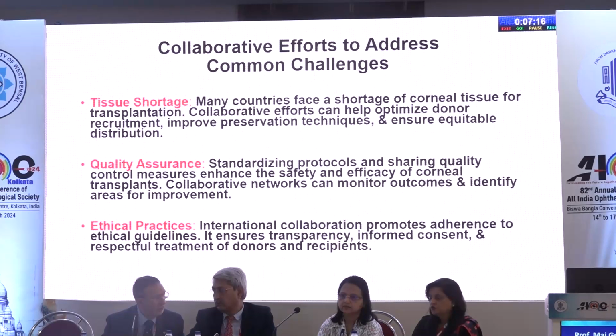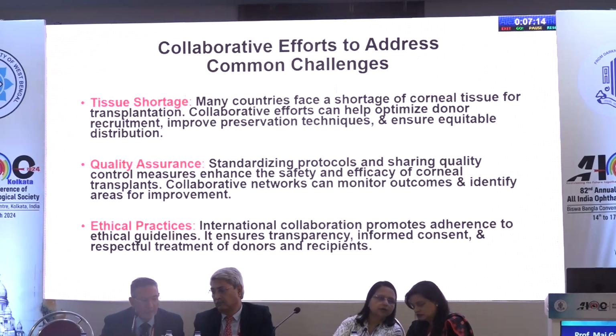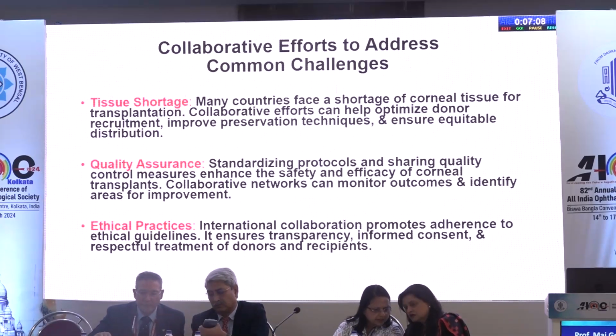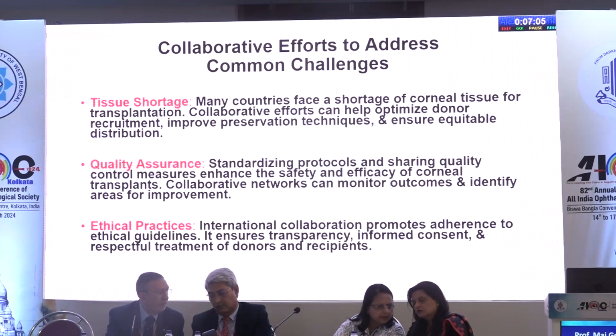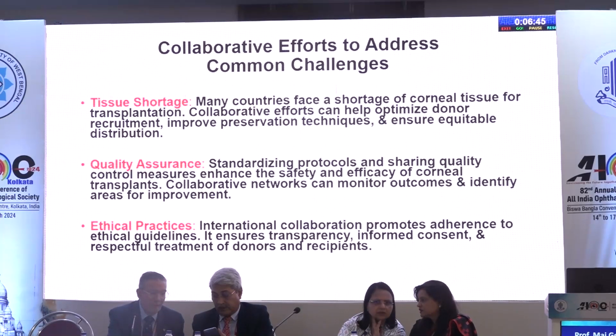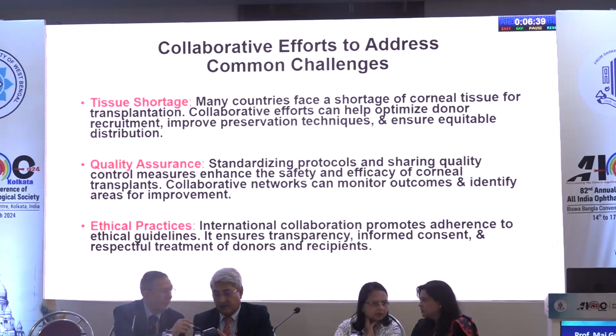When we talk about collaborative efforts to address common challenges, there are tissue shortage, quality assurance, and ethical practices. Three very important aspects. Many countries face a shortage of corneal tissue for transplantation. Collaborative efforts can help optimize donor recruitment, improve preservation techniques, and ensure equitable distribution. When we have our own issues, before going to the global level to help, first of all we have to see how we can reform this system in our own state, and how tissue storage is augmented and enhanced in quality and quantity.